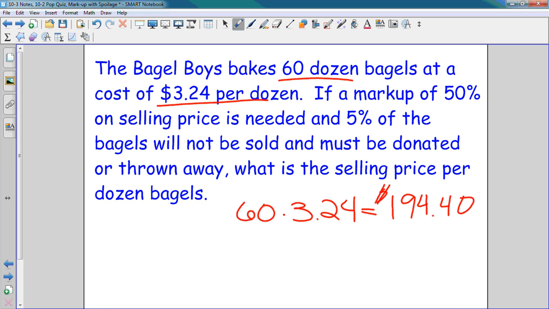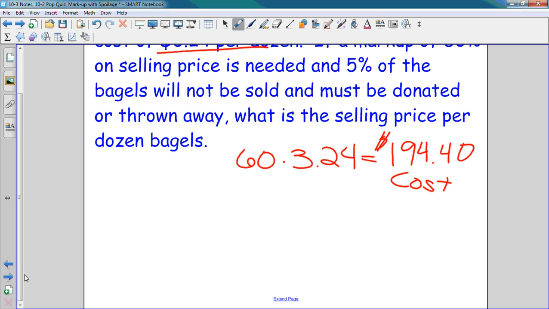So that's my cost for baking 60 dozen bagels. Now I need to find my selling price, since it's percent markup on selling price and not cost. So we do the same method we did on the problem before. So we're going to take $194.40.